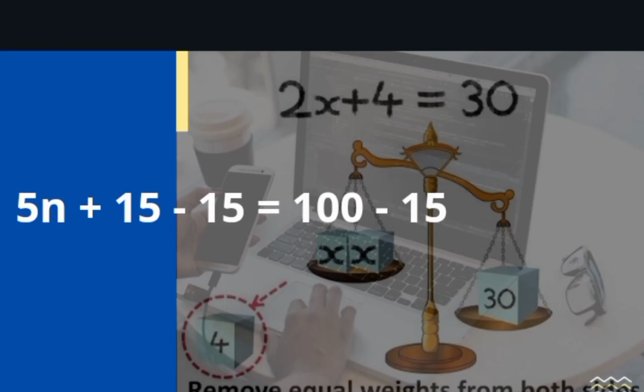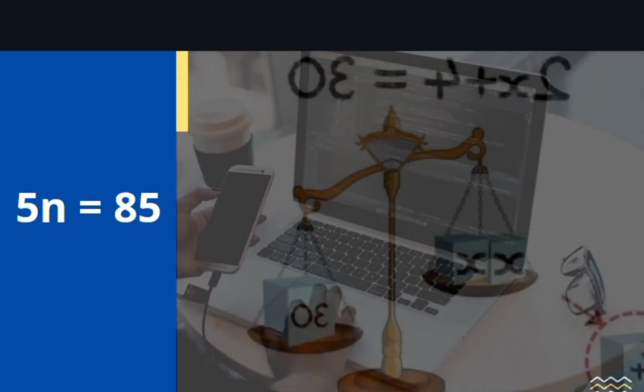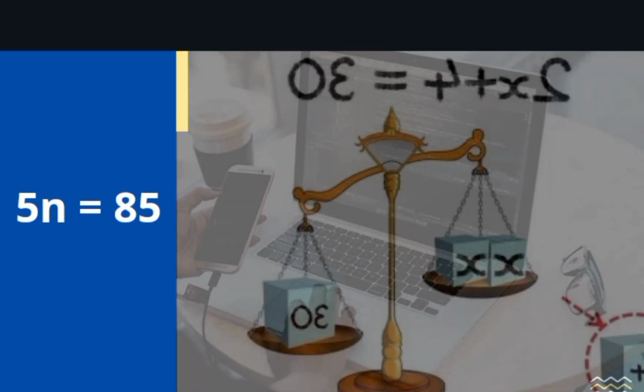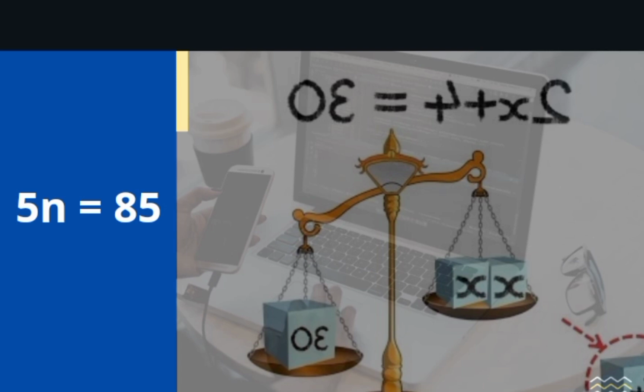If we do that, we will be having 5n plus 15 minus 15 being equal to 100 minus 15. Now, this is okay because plus 15 minus 15 will give us 0. So with that, we would have succeeded in removing 15 from the left hand side of the equation. Now it is necessary to note, my friend, that whatever you do to the left hand side, you also do to the right hand side, and vice versa. So in this case, we are subtracting 15 from the left hand side, so we also subtract 15 from the right hand side. And if we do that, that will give us 5n to be equal to 85, because 100 minus 15 is 85.